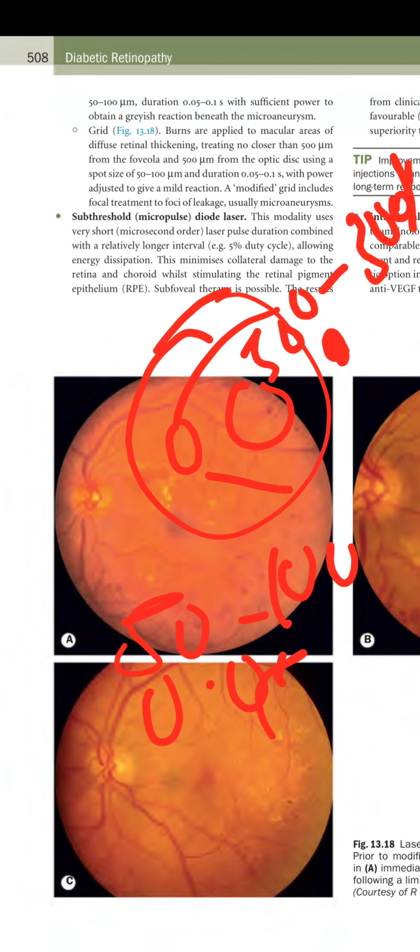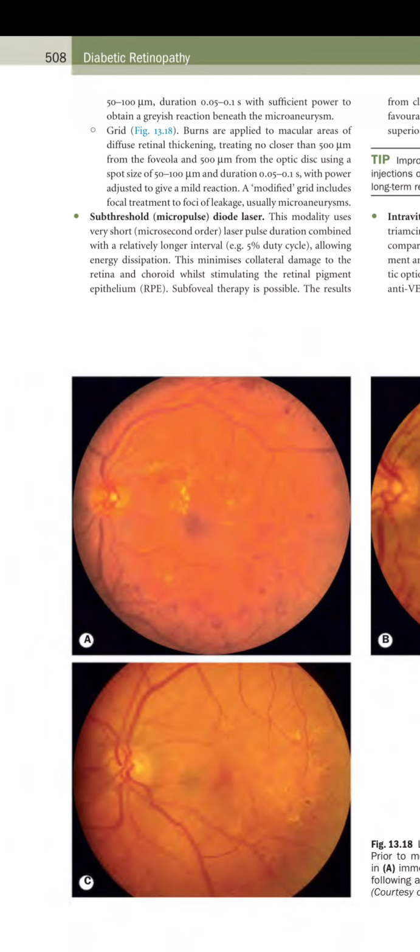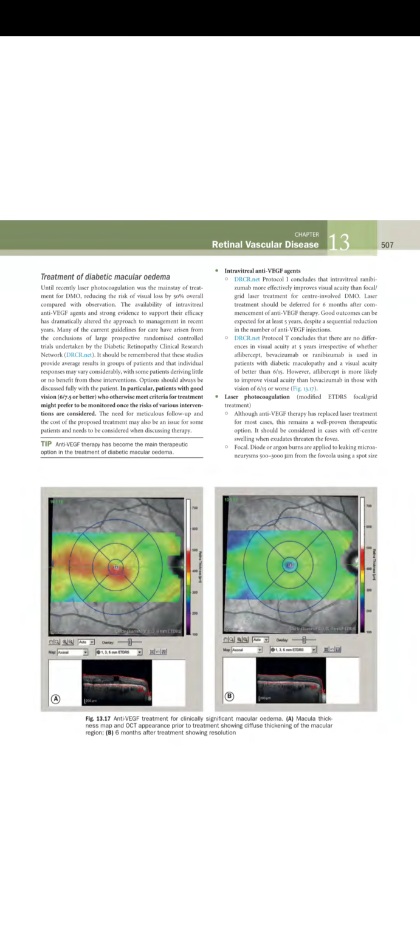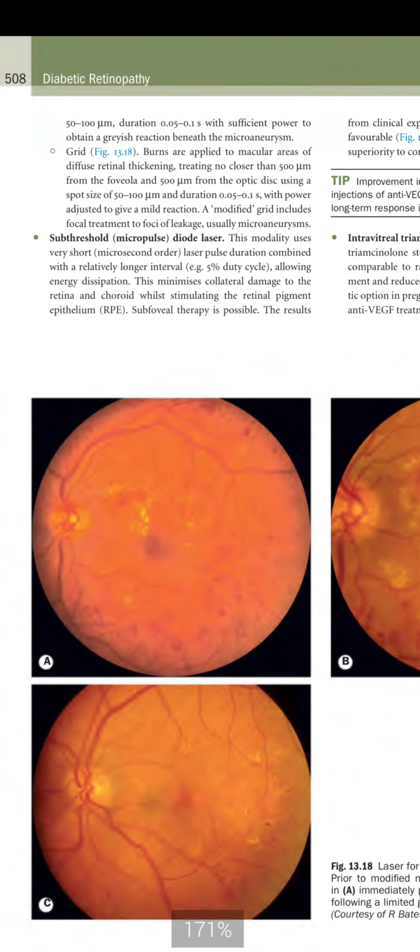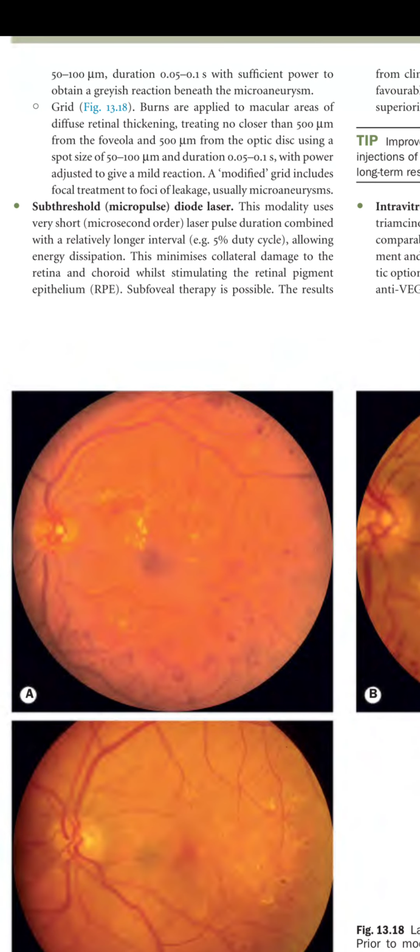Next, there is a grid laser as well. Grid burns are applied to macular areas of diffuse retinal thickening, treating no closer than 500 micrometers from the foveola and 500 micrometers from the optic disc, using a spot size of 50 to 100 micrometers and a duration of 0.05 to 0.1 second, with power adjusted to give a mild reaction. A modified grid includes a focal treatment to foci of leakage, usually microaneurysms.